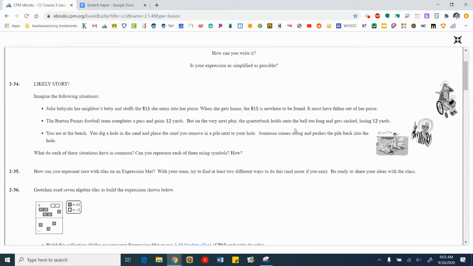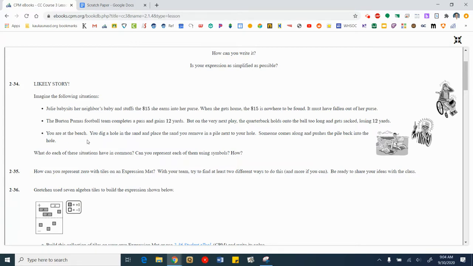So, 2.3.4, likely story. Imagine the following situations. Julie babysits her neighbor's baby and stuffs the $15 she earns into her purse. When she gets home, the $15 is nowhere to be found. It must have fallen out of her purse. The Burton Pumas football team completes a pass and gains 12 yards, but on the very next play, the quarterback holds onto the ball too long and gets sacked, losing 12 yards.